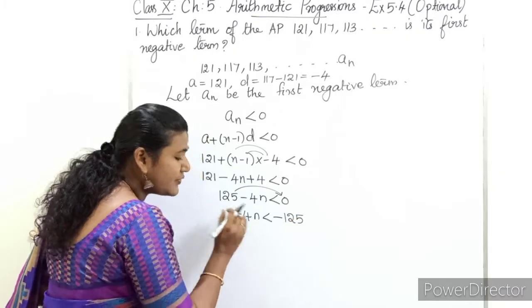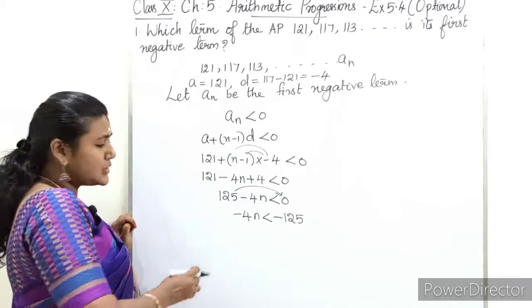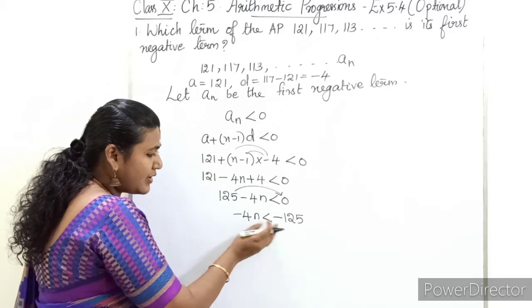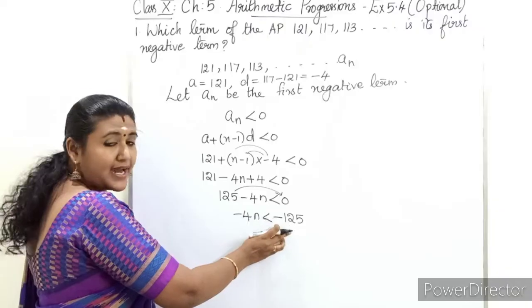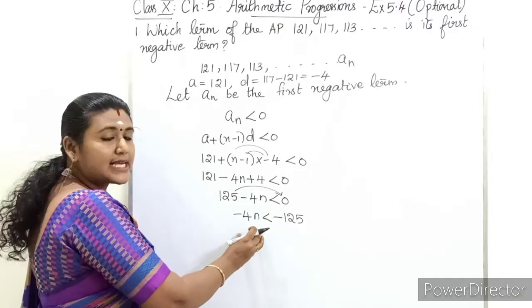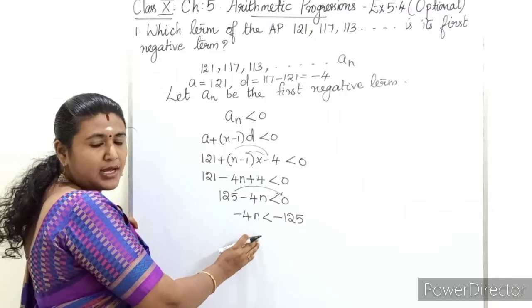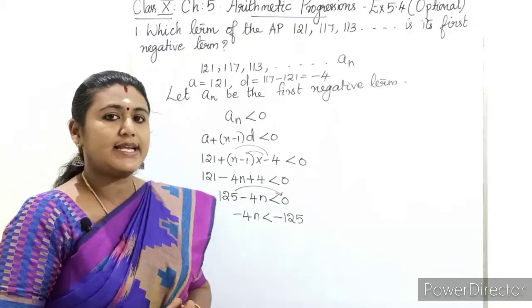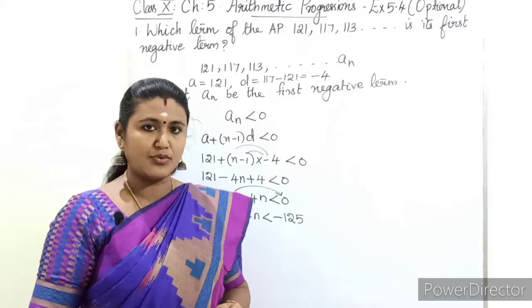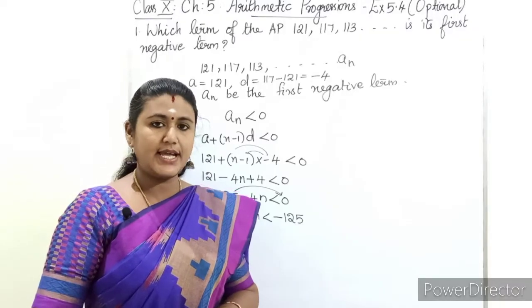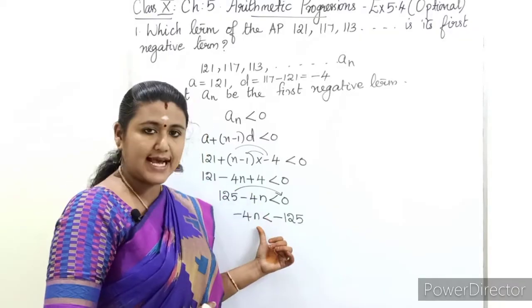From this we are going to find the value of n. So if you want to find the value of n, what do we have to do? We have to divide the inequality by minus 4. Then only on this side you will get the value of n. So for solving a linear inequality, we have to follow certain rules, which you will study in detail in class 11.